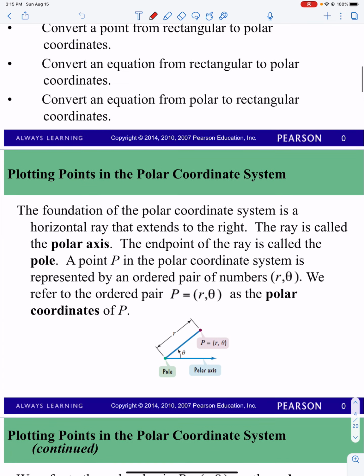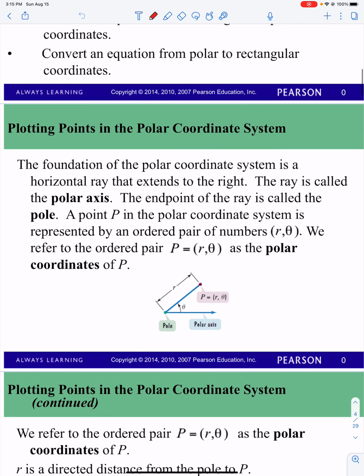Okay, so what is a polar coordinate system? We will have a pole here, and we also have a polar axis. It looks like the x-axis before, so it only has the x-axis, and the endpoint is called the pole. A point on the polar coordinate system is represented by an ordered pair. So what is the ordered pair? P is (r, theta).